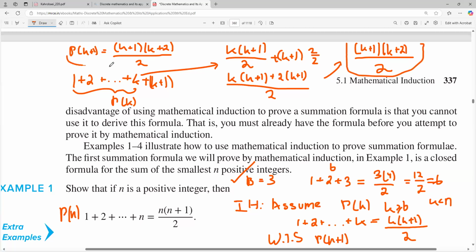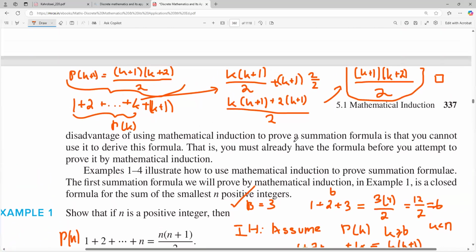Here you go. We want to show K plus 1 times K plus 2 over 2. And we're done. This is where you write, through mathematical induction, P of n is equal to n, yada yada yada, for all integers n. Yeah, there you go. And that's the proof. Does anyone have any questions about the proof? Any questions at all?